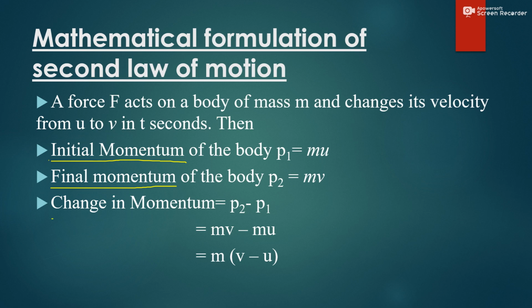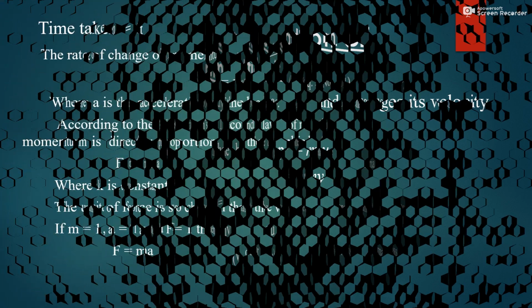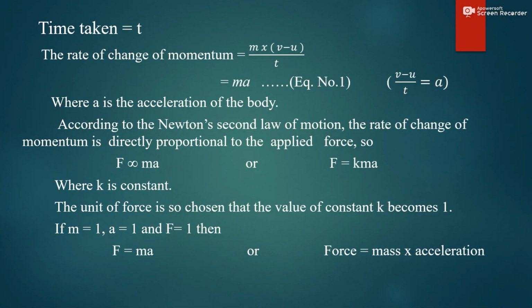Now to get the change in momentum, we have to subtract P1 from P2, which is equal to mv minus mu, or m(v minus u). For time t, the rate of change of momentum is represented as m multiplied by (v minus u) upon t, which is equal to ma. As we know, a is the acceleration of the body, which is represented by (v minus u) upon t.